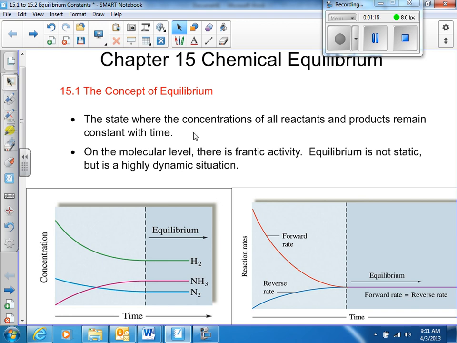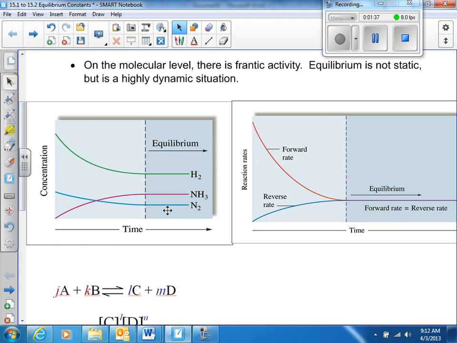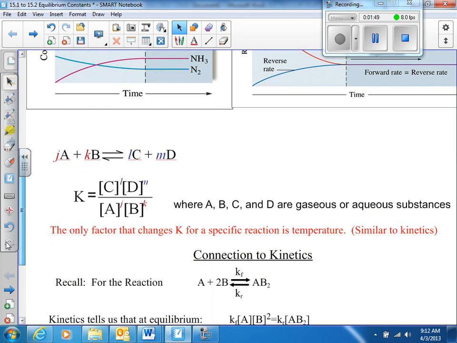Okay, now one of the more important things about equilibrium is that even though the concentrations are constant right here, the reaction is still occurring. There's frenetic, crazy activity, lots of activity going on. We are not in a static situation. It's a very dynamic situation. The reaction continues to occur. However, the concentrations themselves stay constant because the forward reaction and the reverse reaction are occurring at the same exact rate.